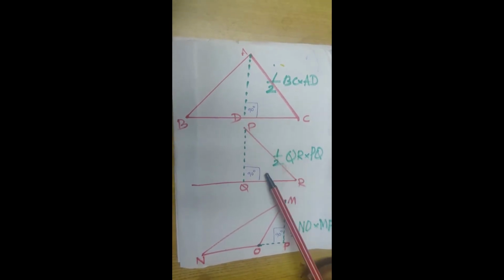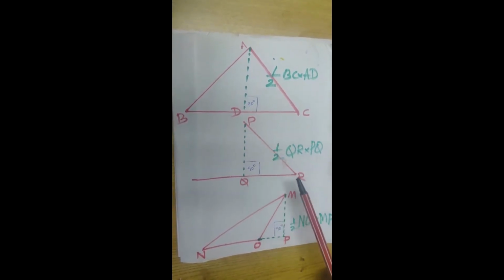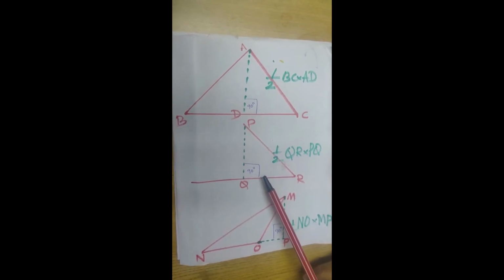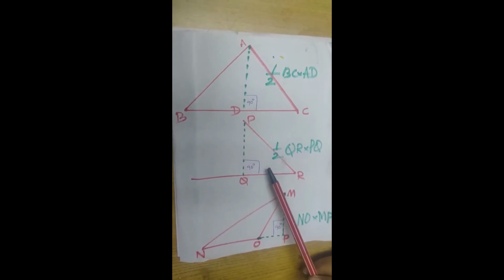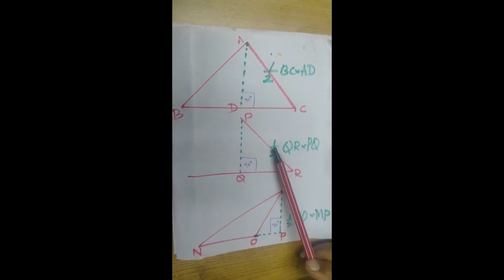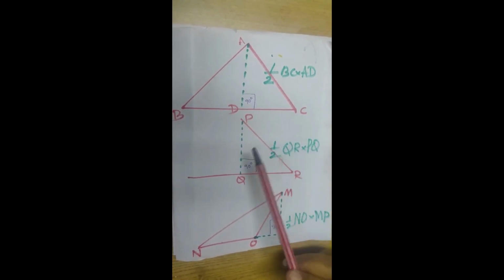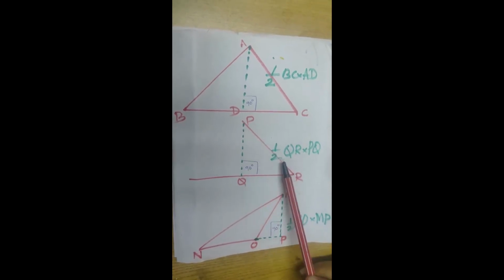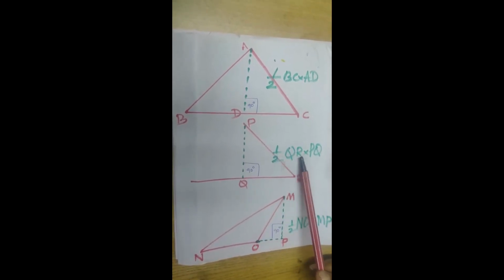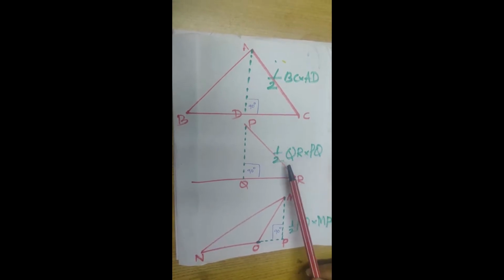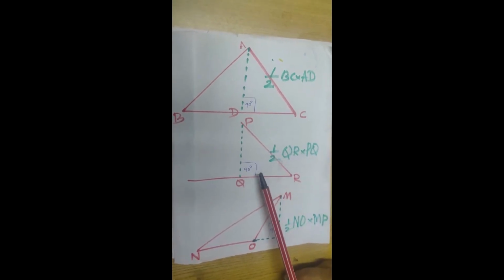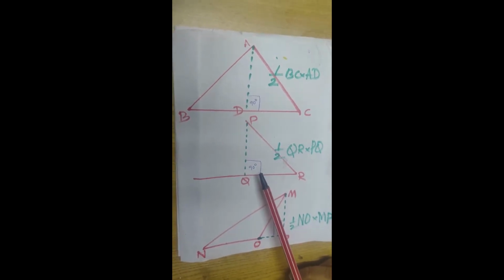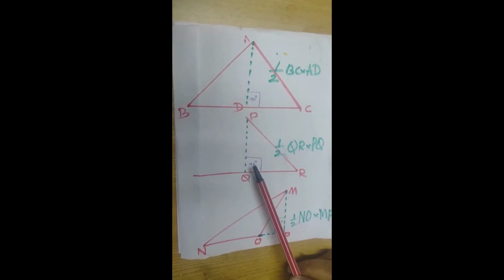And coming to the second figure, PQR is a triangle, which is a right angle triangle. I want to find out this area also. According to our formula, half base into height, half QR into PQ, that is 1 by 2 QR into PQ, where the right angle triangle's altitude or height is one of the sides, its perpendicular distance.